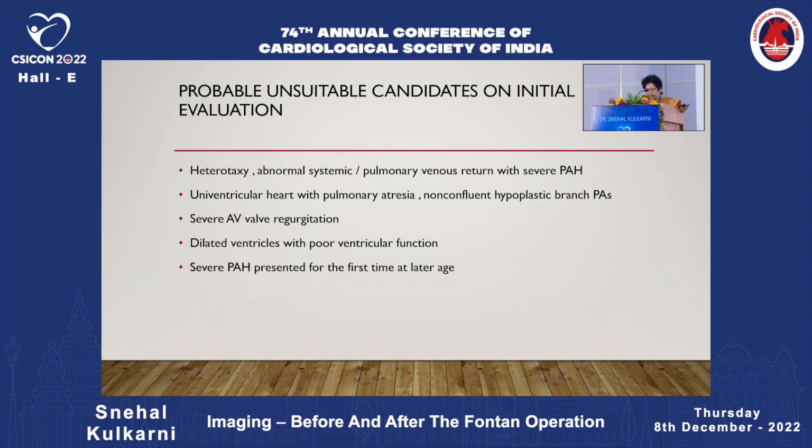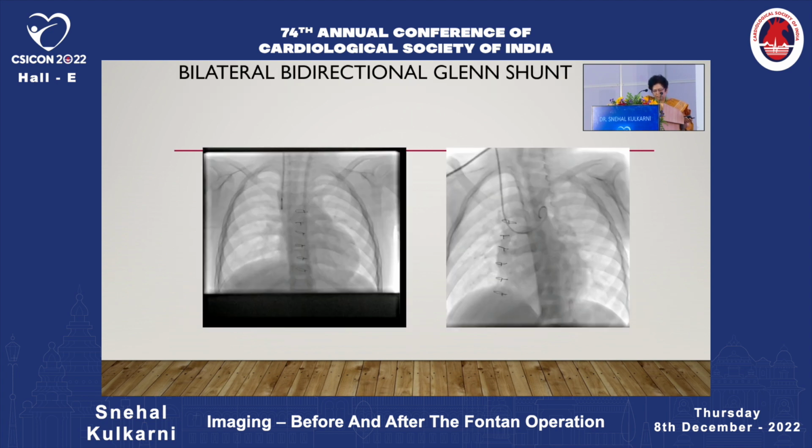And I feel personally in our practice, these may be probably unsuitable candidates for Fontan: heterotaxy with abnormal systemic venous return with severe pulmonary hypertension, univentricular heart with pulmonary atresia, non-confluent branch pulmonary arteries which are hypoplastic, severe left AV valve regurgitation, dilated ventricles with poor ventricular function, and severe pulmonary hypertension presenting for the first time at a later stage. These may be probably unsuitable patients for a single ventricle repair.